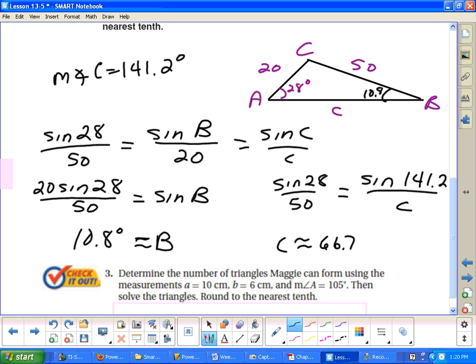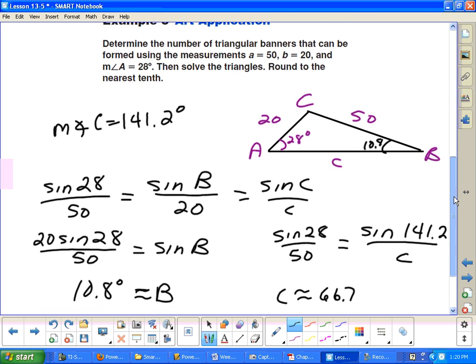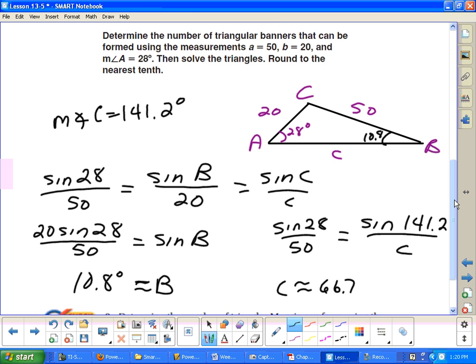Side c is 66.7. It doesn't say units. All right, so there's the use of the law of sines.